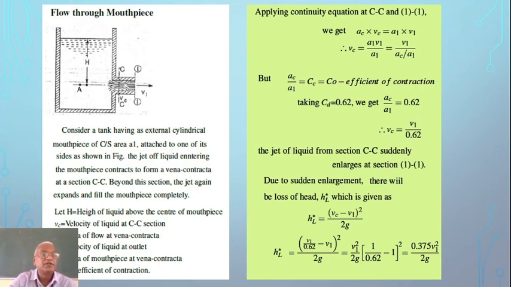Okay. Now flow through mouthpiece, again a mathematical approach here. We'll see how it is done. There is an attachment of the mouthpiece, you can just see there. Actually speaking, there will be a vena contracta and then it comes out, and then sudden expansion will be there. So here from CC to 1-1 there will be slight expansion in the size. The head above the mouthpiece is H.